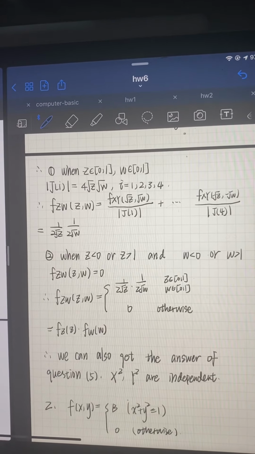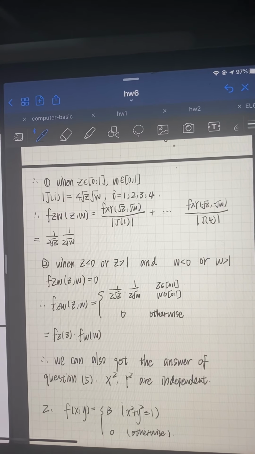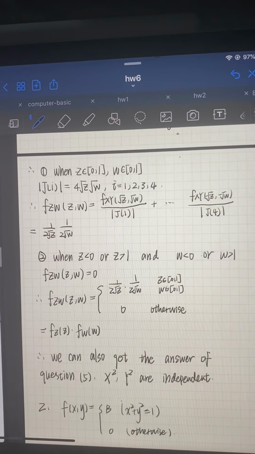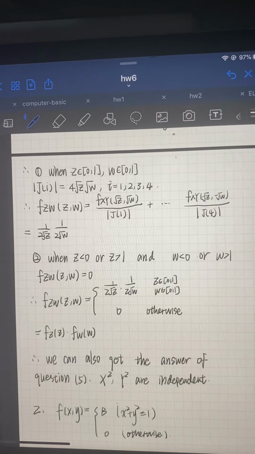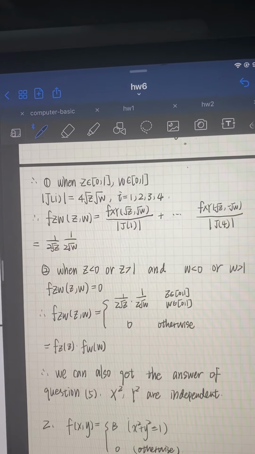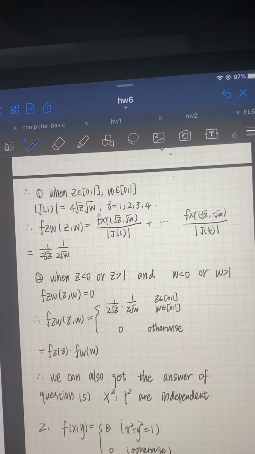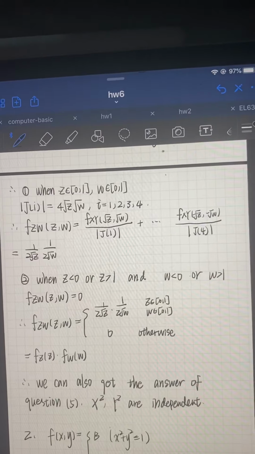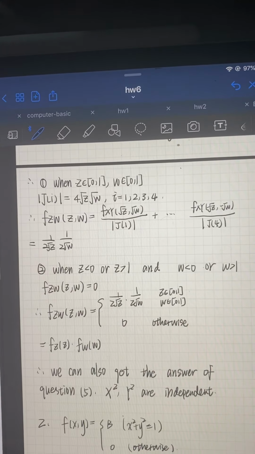And we should prove or disprove that X squared and Y squared are independent in sub-question 5. We can also get that from the above sub-question 4, because f(z,w) is a product formula, and we can easily find that f(z) equals 1 divided by 2 times square root of z, and f(w) equals 1 divided by 2 times square root of w. So it's obvious that X squared and Y squared are independent.